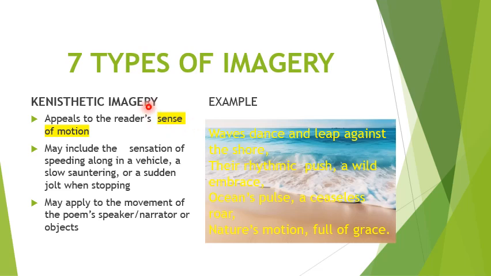We have kinesthetic imagery, which appeals to the reader's sense of motion. It may include the sensation of speeding along in a vehicle, a slow sauntering, or a sudden jolt when stopping. It may apply to the movement of the poem's speaker or narrator or objects.